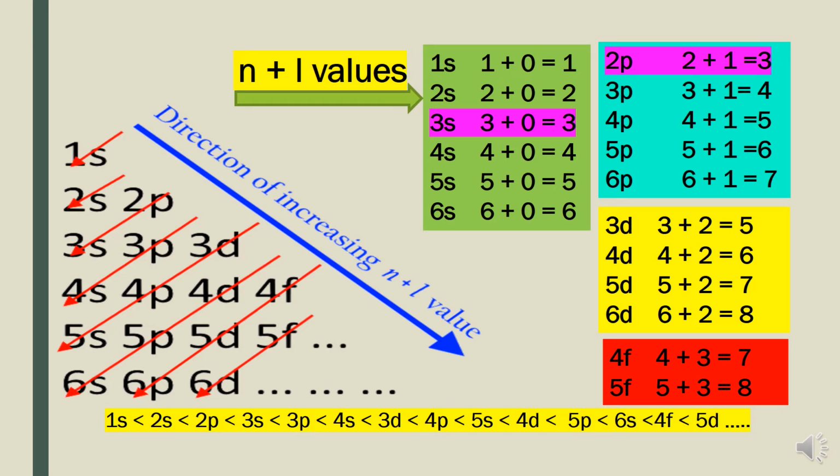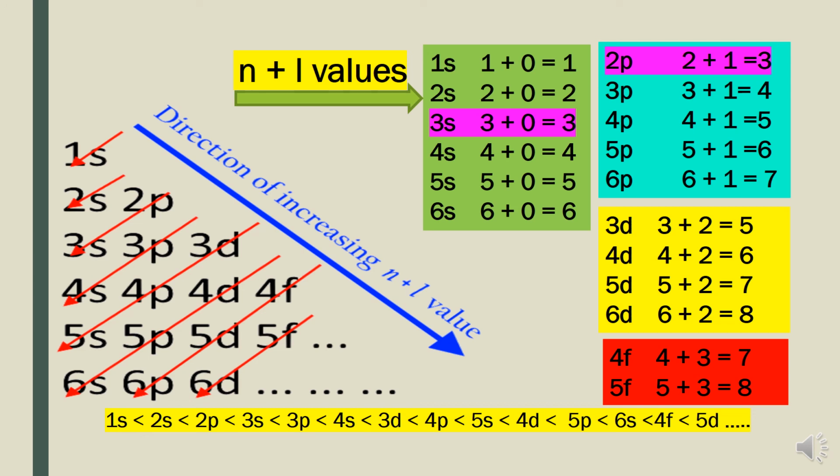So let us calculate n plus L values for these particular subshells. As you can see, 1s is having lowest n plus L value 1, so it will be having lowest energy, followed by 2s, then 2p, and then 3s. As you can see, 2p and 3s both have n plus L value same, 3. So here we will apply that second rule, that orbital with lower n will have lower energy. So for lower n it is 2p, because for 2p n value is 2, whereas for 3s value of n is 3. So 2p will have lower energy as compared to 3s.